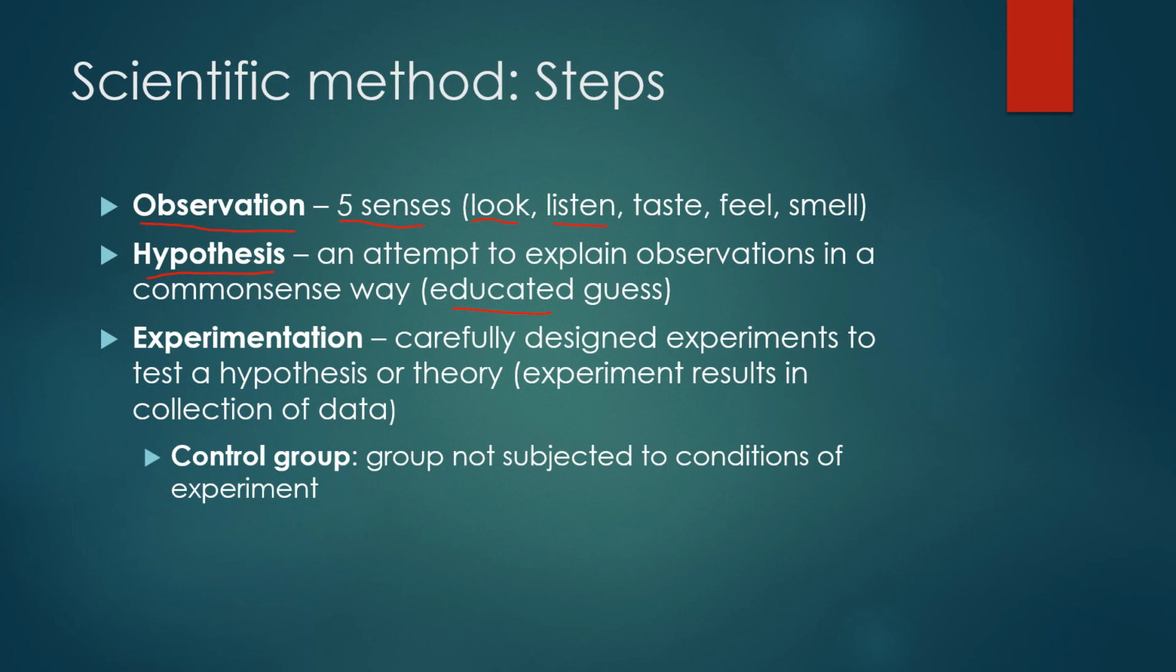With the hypothesis, experimentation needs to be done in order to prove that hypothesis to be true or false. So the scientists would carefully design some experiments to test that hypothesis. Now, one thing we didn't mention with experimentation is the presence of a control group. So whenever the experiments are put together, a control group is usually needed. A control group is a group that's not subjected to conditions of the experiment.